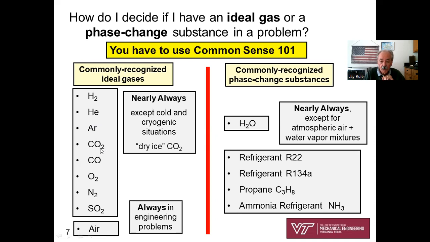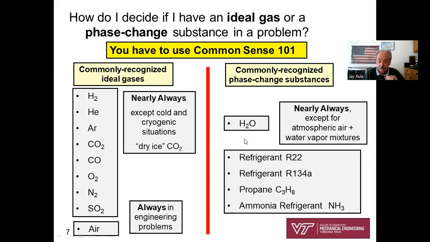If it's very, very cold, it becomes dry ice. Well, that would be a phase change substance. But in general, in most cases, you're going to recognize these as ideal gases and model them as such. Air. I would say in this class, when you see the word air, that's an ideal gas.